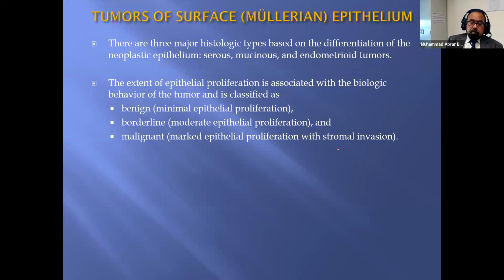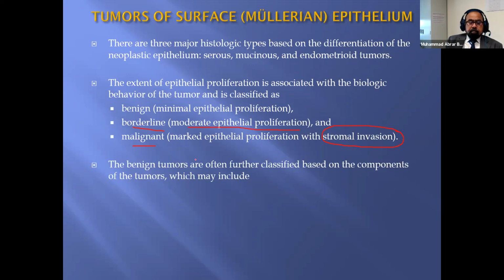Now it is a very important point you should understand. The difference between borderline and malignant is that in borderline, you have only moderate epithelial proliferation. You may have atypia, but you don't have stromal invasion. This is the main characteristic feature of malignancy. If you see stromal invasion, then it is no more borderline. For calling it borderline, you should not have stromal invasion in the ovary. Okay.